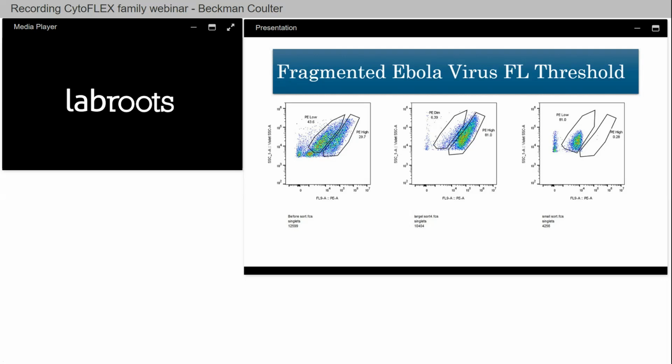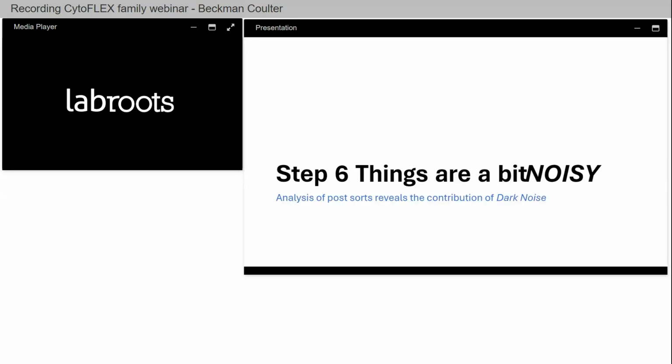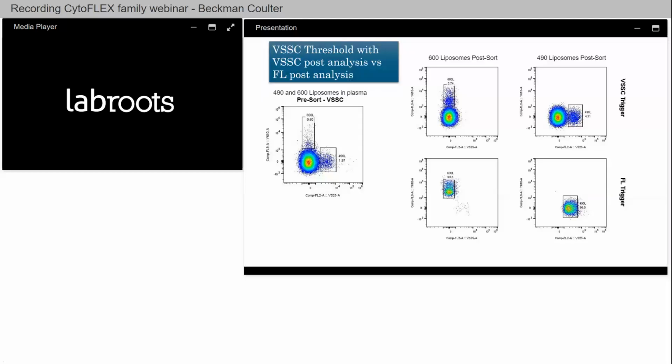Again, we're just blocking a lot of the things that end up. And so it's not a factor that violet side scatter is not a useful tool. It's a factor that concentration dictates everything. So we're going to get into a little bit more of things are a bit noisy, just to get into this dark noise and how we circumvent some of these problems.